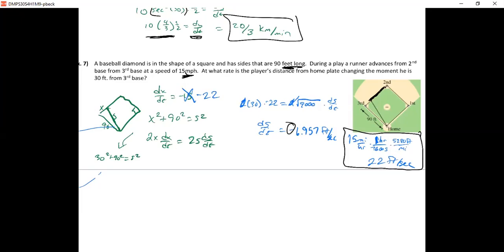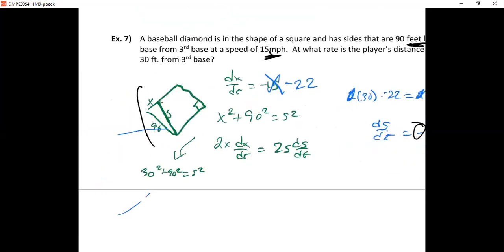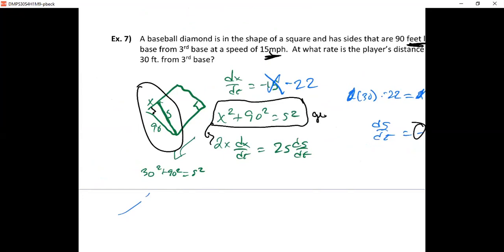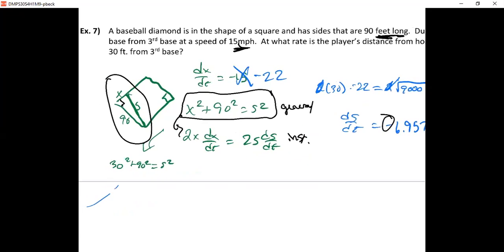So let's take a look at this redraw that I did over here. I once again have some Pythagorean theorem going on: x squared plus 90 squared equals s squared. So the general situation is right here. We take the derivative to find the instantaneous situation, and once we have that, then plug in the information we know. One of the things that you see that I did here is I just divided by 2, because we didn't really need it on both sides.